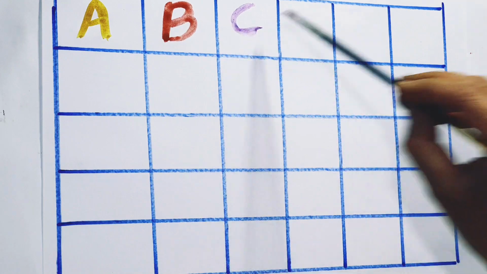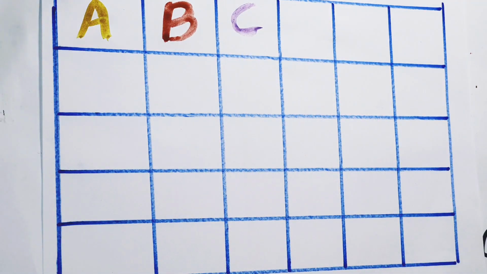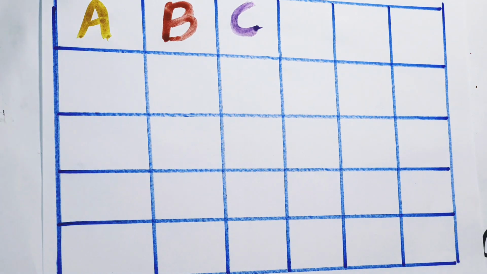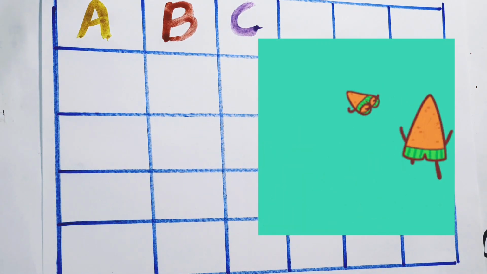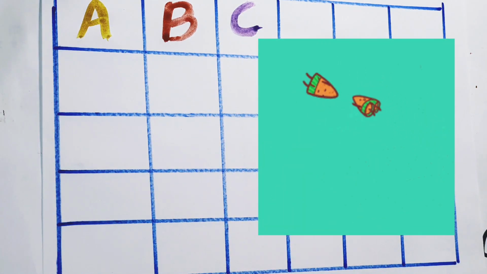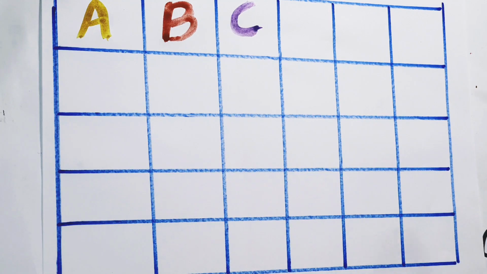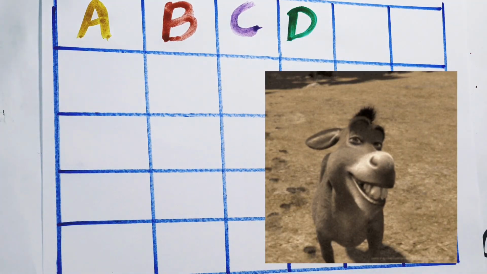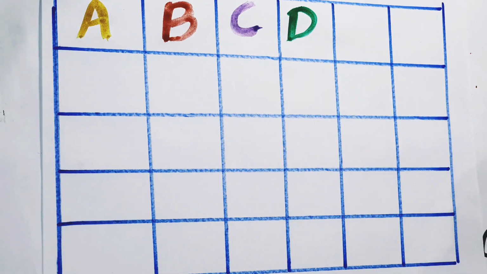Purple color. C for carrot. Green color. D for donkey.